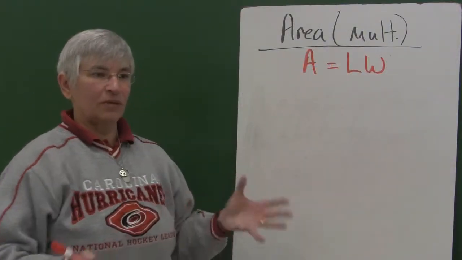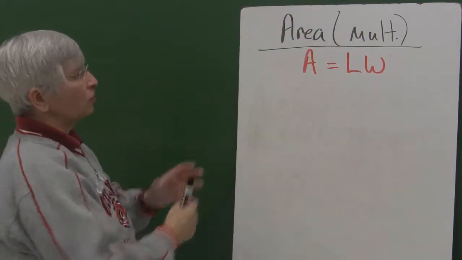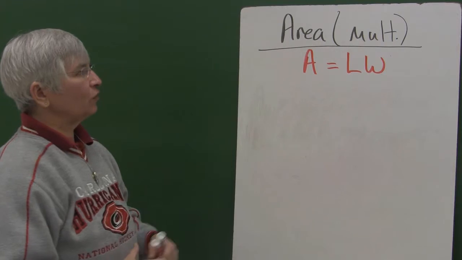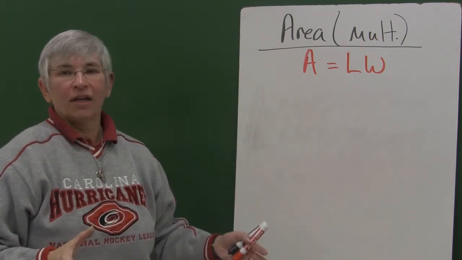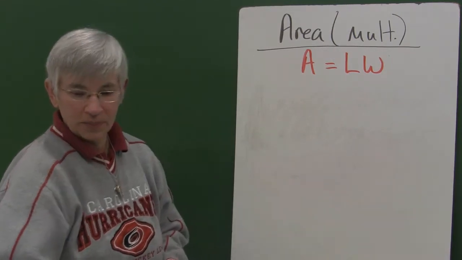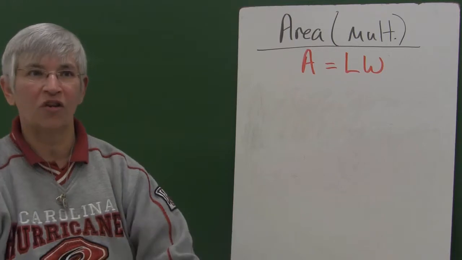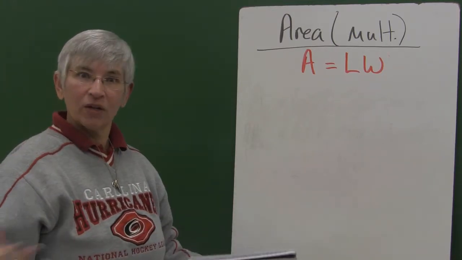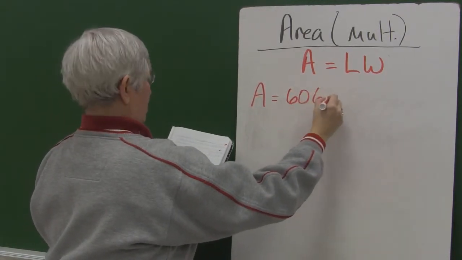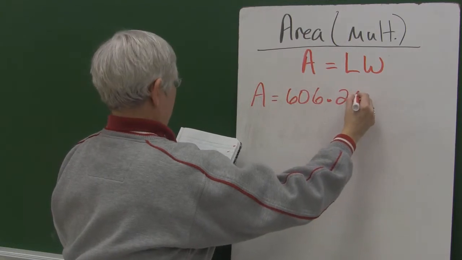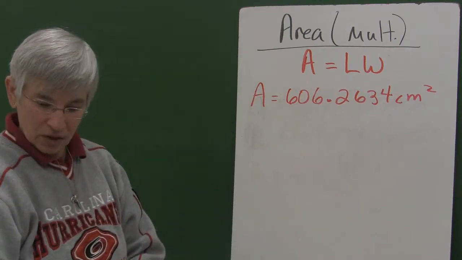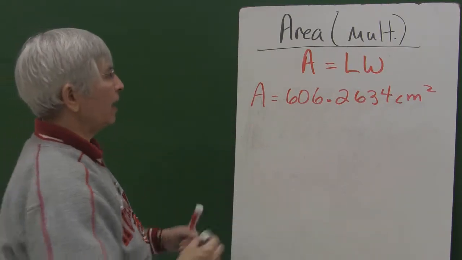Not only can we do simple math like addition and subtraction, but we can also do more complicated math, multiplication and division and more. So we're going to look at, first of all, just simple multiplication, in this case looking at the area for our 8.5 by 11 piece of paper. So multiplying the length and the width, and in this case, I'm going to start off by actually calculating the value that I would get just by using the measured values, and the area would be 606.2634 centimeters squared.